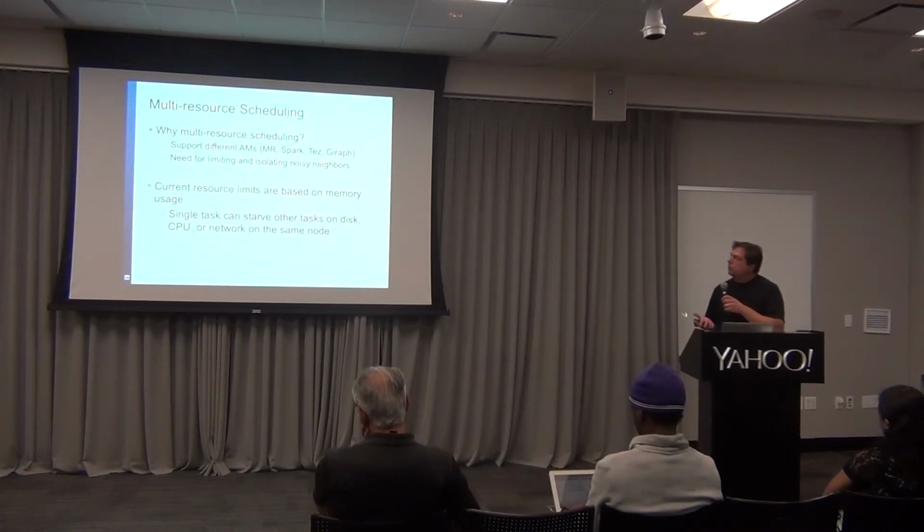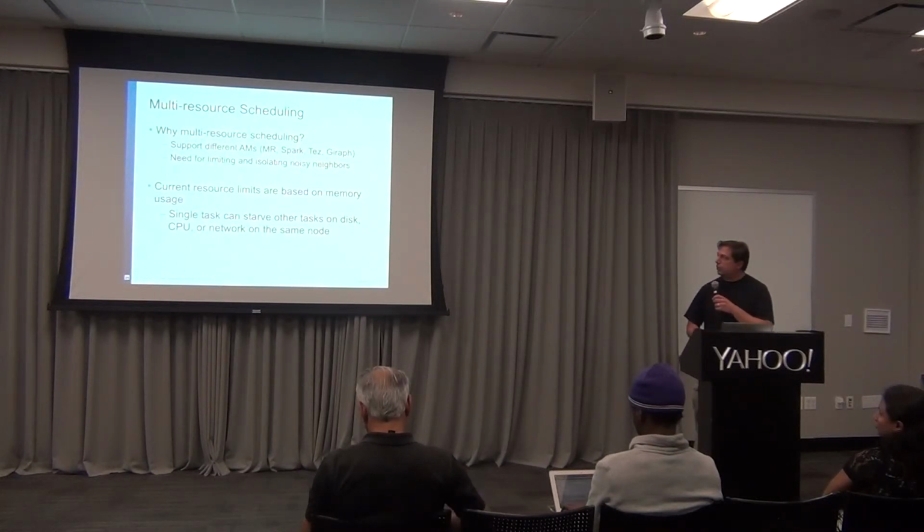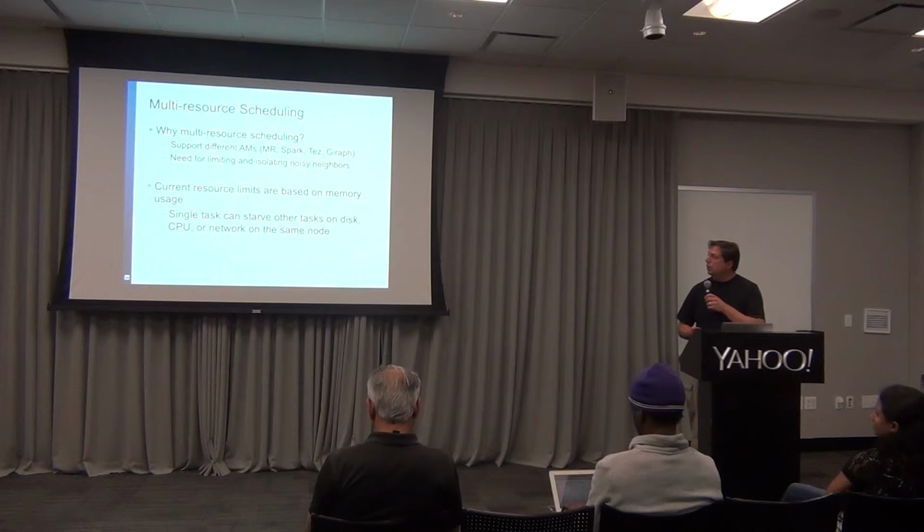Multi-resource scheduling. Really what we're talking about here is multi-tenancy, but because there are so many aspects to that, we're just talking about the scheduling. And why this is important. Even with Hadoop 1, there's a need for limiting resources. You might have a job come in and take all the disk or CPU. And this is still true in Hadoop 2. With the different frameworks like MapReduce, Spark, Tez, everybody's going to be competing for similar resources.